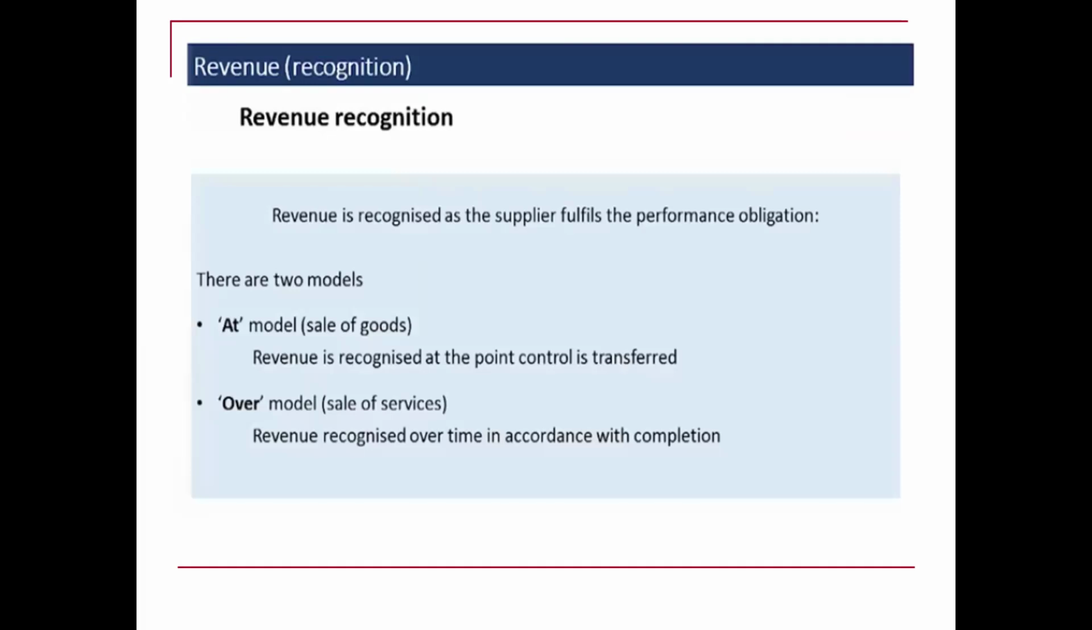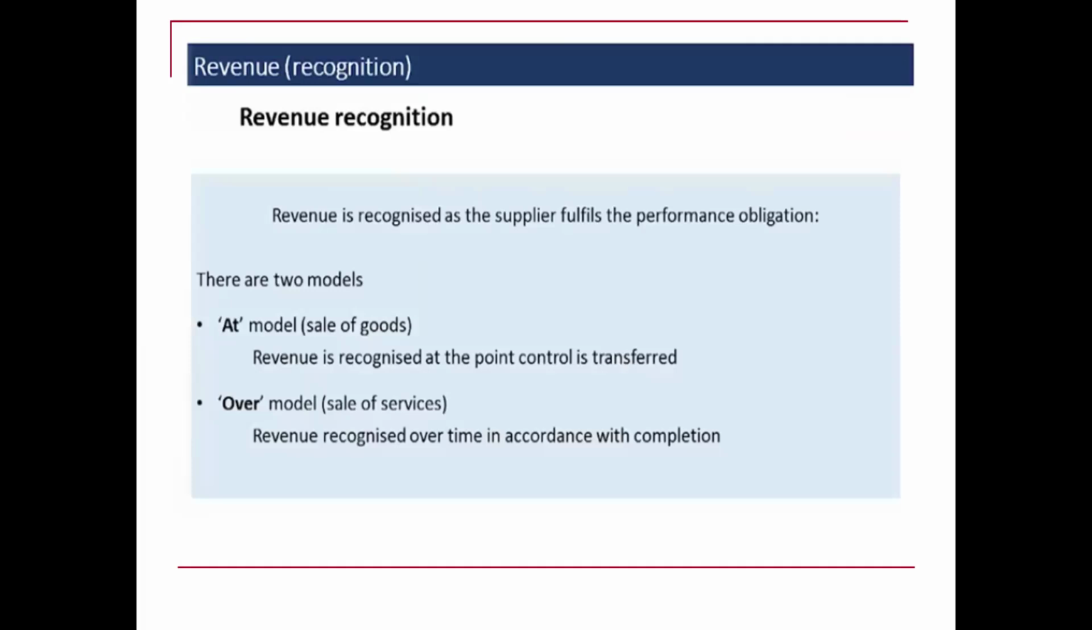Revenue is recognized as the supplier fulfills the performance obligations that we have identified using the 5 steps. So there are 2 models that we follow, the "at" model or the "over" model. The "at" model usually applies to the sale of goods, and the "over" model usually applies to the sale of services.